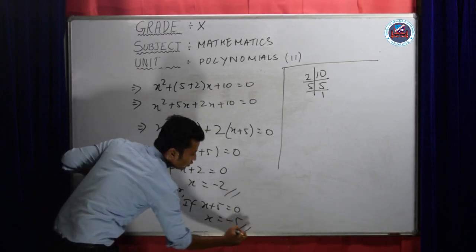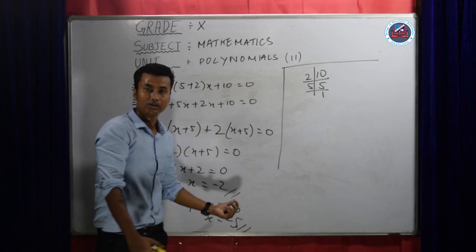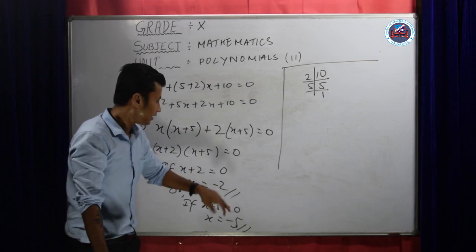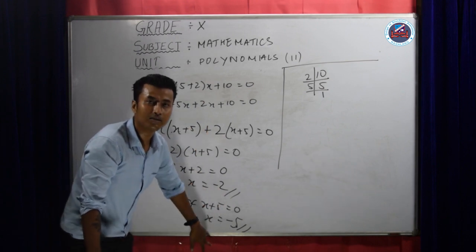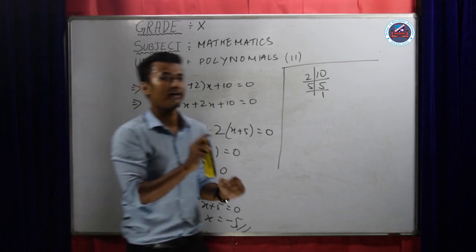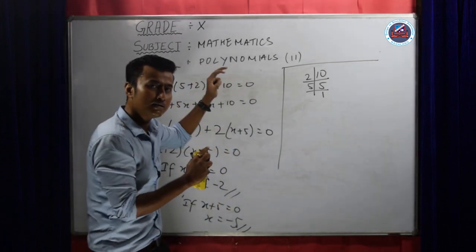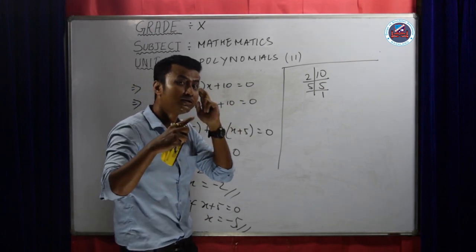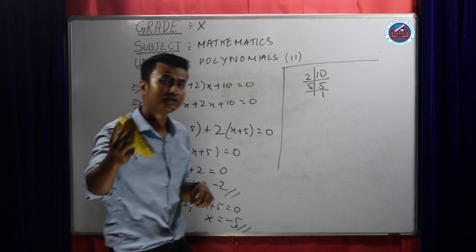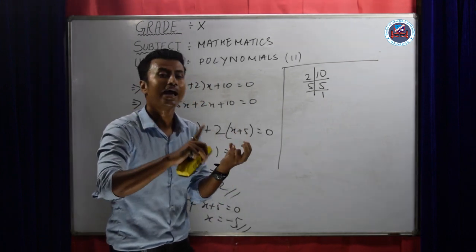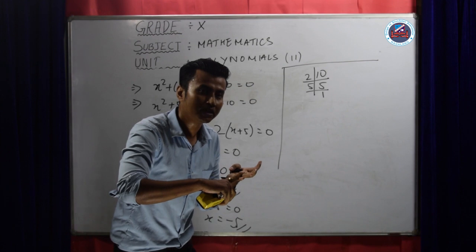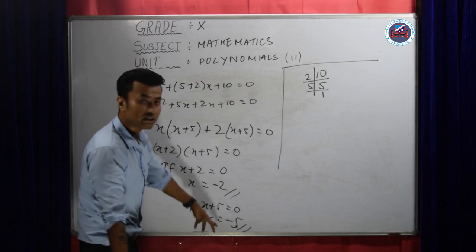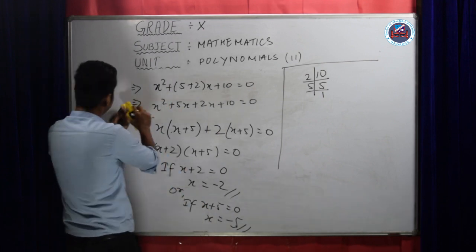So what are the two roots or zeros you got here? Minus 2 and minus 5. Is it okay, guys? Now the question doesn't end here. This was your previous classes trick. The question doesn't end here. Now the question tells you to verify the relationship between the coefficients and the roots of the equation. So what are the two roots you got here? Minus 2 and minus 5. Okay, guys, I'll just rub this off.